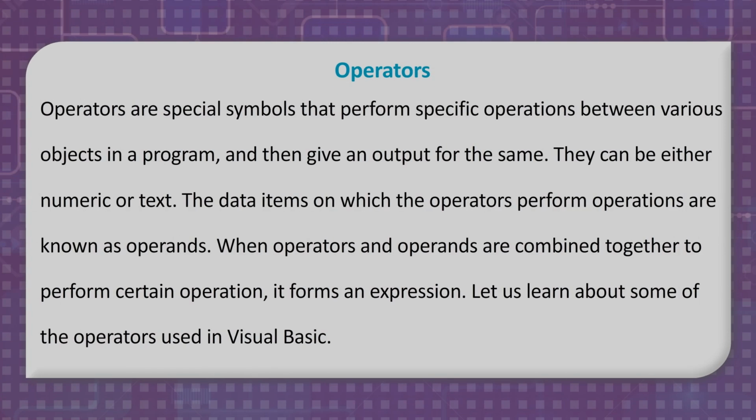Operators. Operators are special symbols that perform specific operations between various objects in a program, and then give an output for the same. They can be either numeric or text. The data items on which the operators perform operations are known as operands. When operators and operands are combined together to perform certain operation, it forms an expression. Let us learn about some of the operators used in Visual Basic.